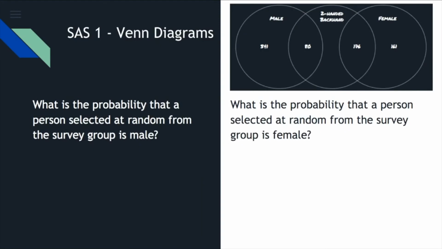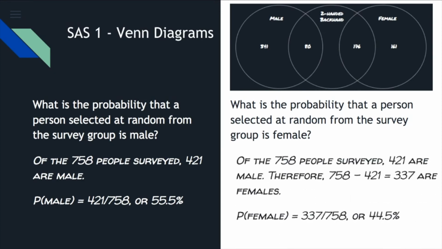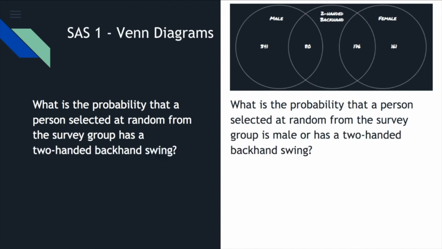All right, what is the probability of a person selected at random from the group is male? Well, of the 758 surveyed, 421 are male. So the probability of male is 421 over 758, or 0.555, or 55.5%. What is the probability that a person selected at random from the survey group is female? Well, we already said that 421 are male, therefore 337 are female. Female probability is 337 out of 758. That's 0.445, or 44.5%.